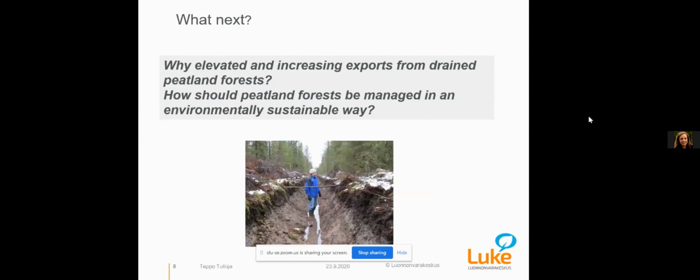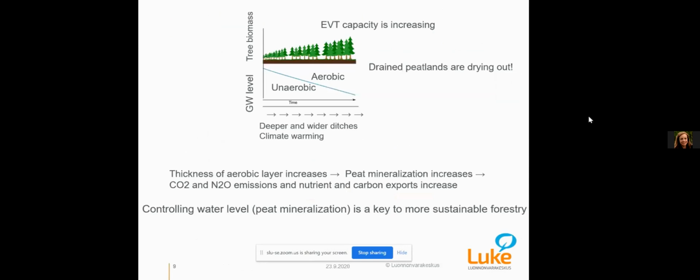Okay, so there are these elevated and increasing exports, and what next? I think that we have to try to find out why these exports are increasing and how peatland forest should be managed in an environmentally sustainable way. My theory on why nutrient exports are elevated or increasing is that our drained peatlands are very much drying out. One reason for that is that we are now excavating much deeper and wider ditches than we used to do, for example, 20 years back. And one is, of course, climatic warming, but I think the most important reason is that our peatland forests are still growing and maturing, so the evapotranspiration capacity is increasing.